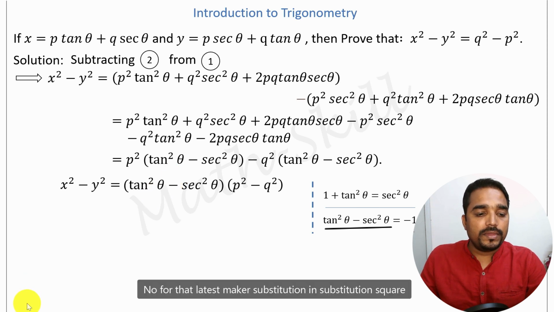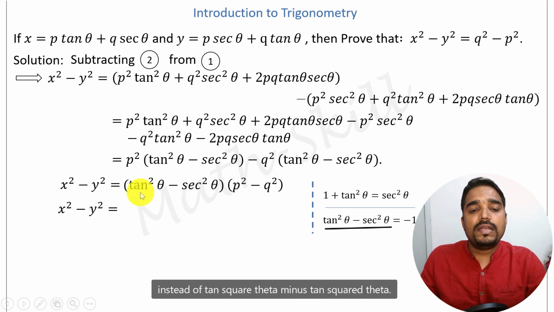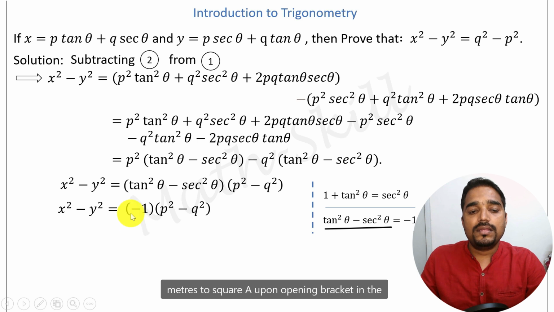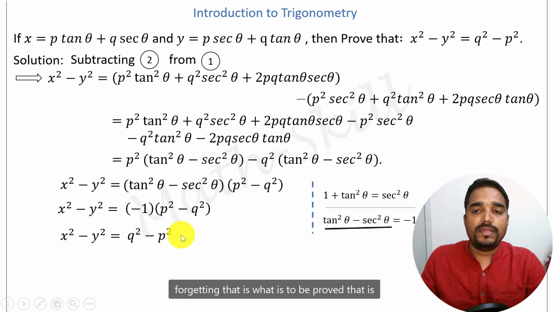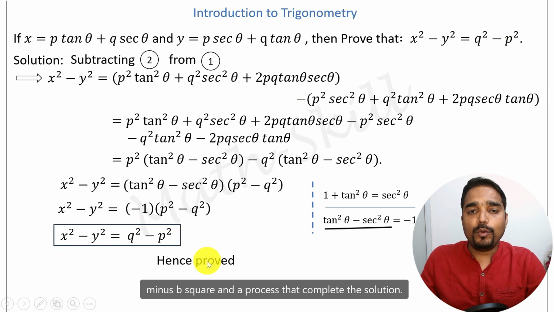Now for that, let us make a substitution. Upon making substitution, x square minus y square on the LHS would remain as it is. Instead of tan square theta minus secant square theta, let's substitute minus 1. That is minus 1 into p square minus q square. Upon opening brackets on the RHS, minus 1 multiplied by p square would be minus p square, and minus into minus is plus q square. That is, q square minus p square is what we are getting. That is what is to be proved, that is, x square minus y square is equal to q square minus p square. Hence the proof is done.